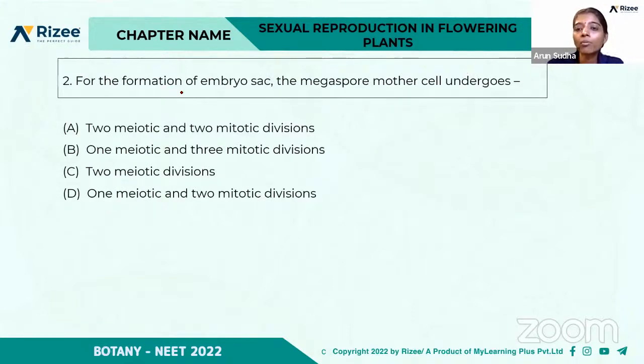For the formation of the embryo sac, the megaspore mother cell undergoes: 2 meiotic and 2 mitotic divisions, 1 meiotic and 3 mitotic divisions, 2 meiotic divisions, or 1 meiotic and 2 mitotic divisions. Which one is the correct option? If an embryo sac has to be formed, the megaspore mother cell first has to undergo meiosis to form megaspores.